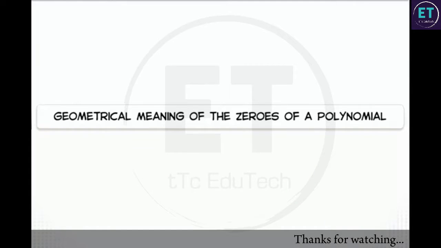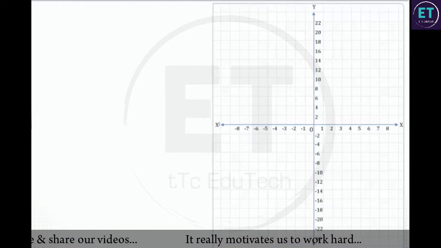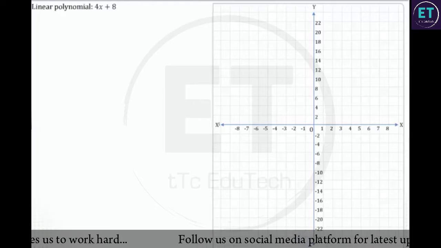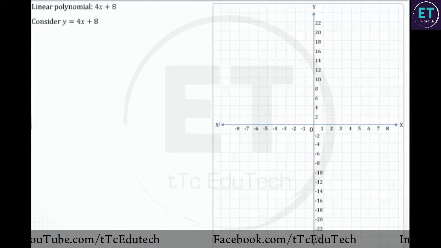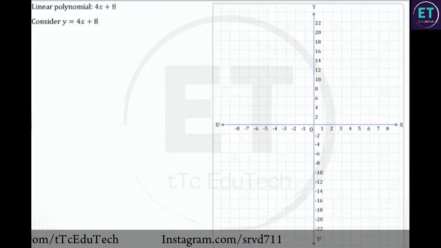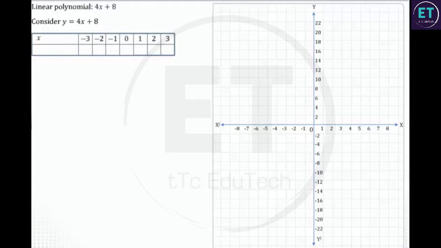Let's discuss the geometrical meaning of the zeros of a polynomial. Here, we will see the graphical representation of a polynomial. Consider the linear polynomial 4x plus 8. Assume that the polynomial is equal to y. To determine the geometrical meaning of the zeros of this polynomial, we'll have to plot this equation on the graph. You must first determine the points representing the x and the y coordinates. For this, we'll assume a few values for x. Substituting these values of x in the equation and simplifying it will give us the values of y.